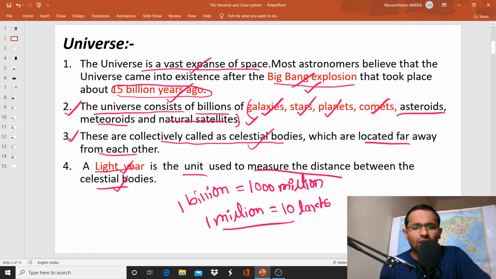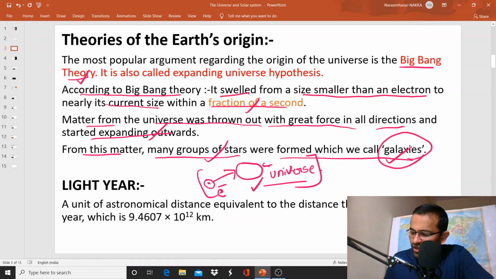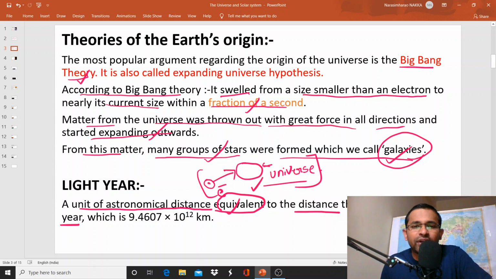Generally, we use the meter as a unit to measure the length or distance between 2 points. In the same way, we use the light year as a measuring unit to measure the distance between or among the celestial bodies. So you may have a question, what is a light year? See, a light year is a unit of astronomical distance which is equivalent to the distance that light travels in 1 year. That means 1 light year or 1 astronomical unit is equal to the distance traveled by light in 1 year. I think you got the point.